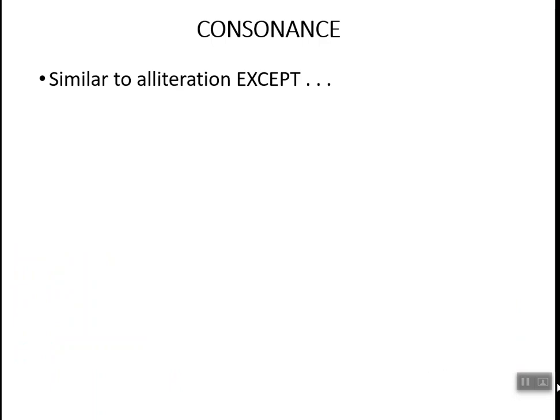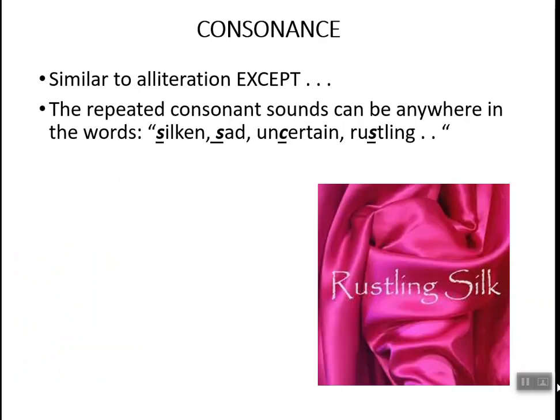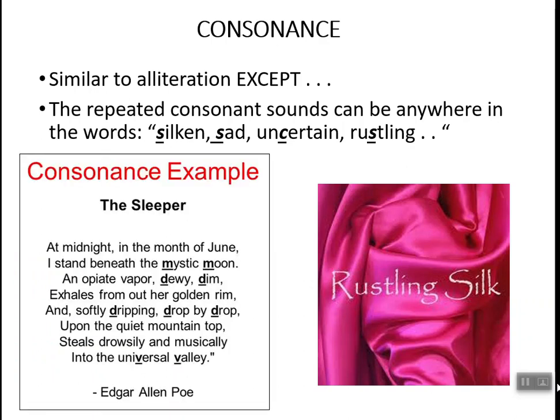Consonance is similar to alliteration, except that the repeated consonant sounds can be anywhere in the words. So silken, sad, uncertain, rustling. Uncertain and rustling are in the middle of the words, but it creates consonance.